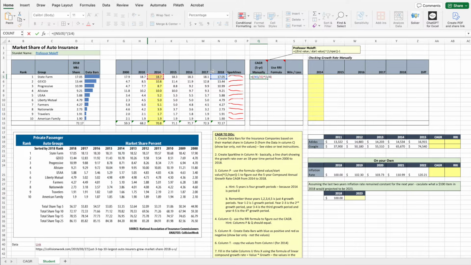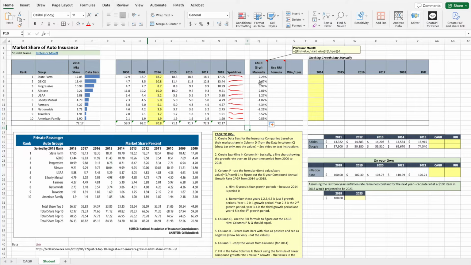And we'll close that out and then minus 1. And we can see that our growth rate here is negative 2.28%. And I've already formatted this as a percentage for you, so you don't need to worry about that. And we can just drag this down.